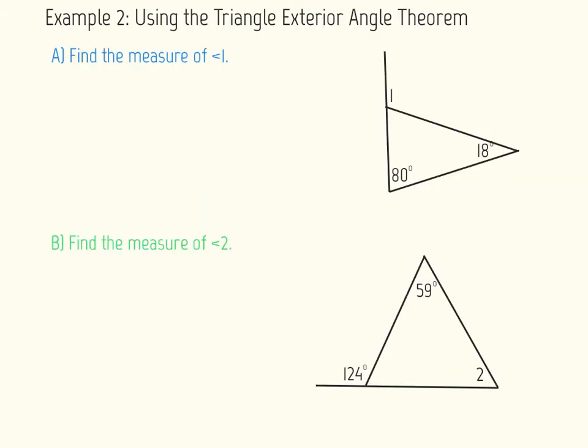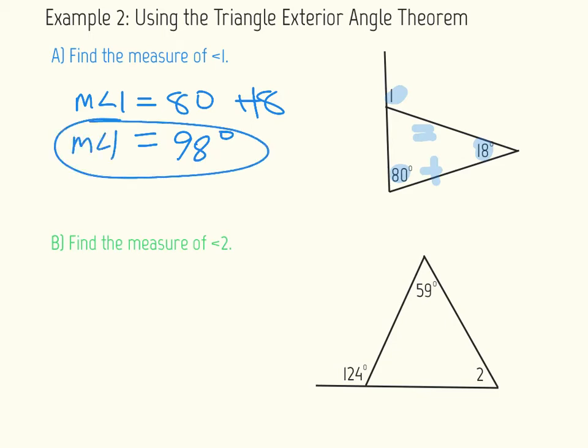Example 2, we're going to use the triangle exterior angle theorem. Find the measure of angle 1. The exterior angle theorem tells us that if we have an exterior angle of a triangle, then it is going to be equal to the remote interior angles added together. So I'm going to take the measure of angle 1 to equal the two remote interior angles, which is 80 and 18 added together. 80 plus 18 is 98. So the measure of angle 1 is 98 degrees.